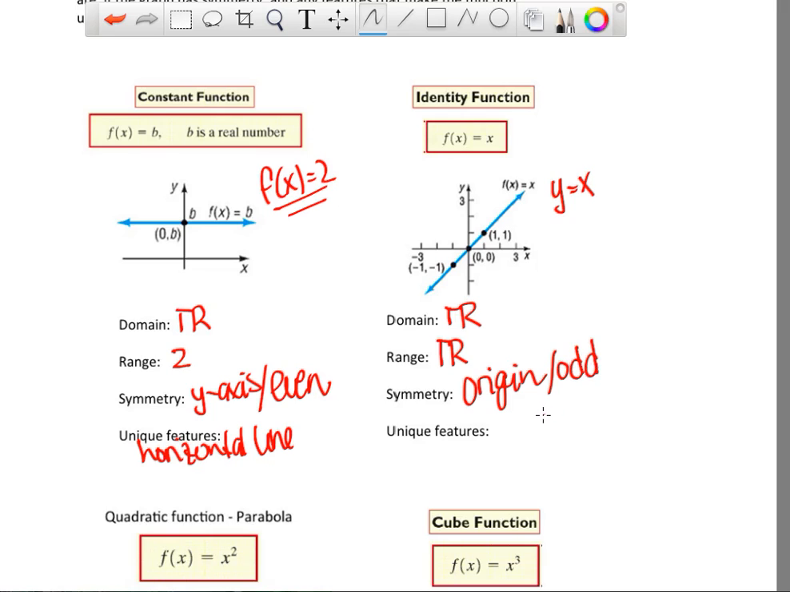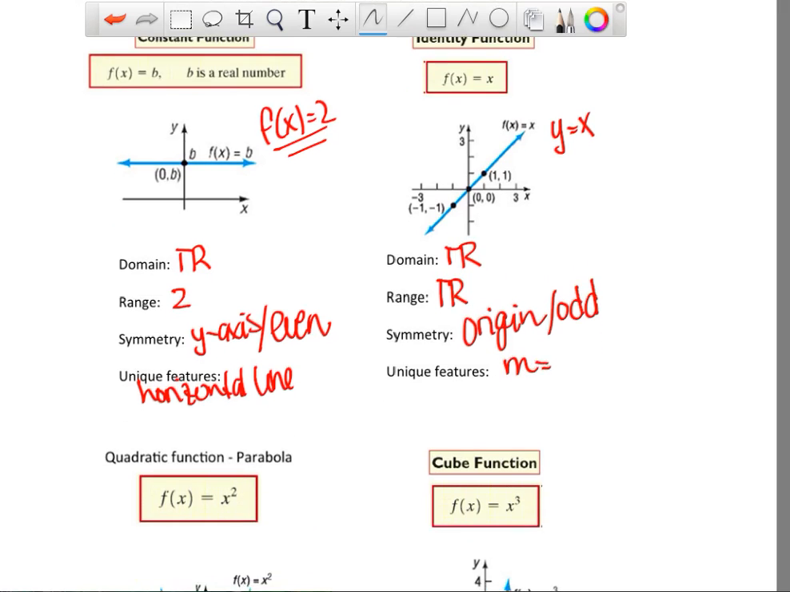And in terms of unique features, it is a straight line, so it has a slope of 1 in this case, so that might be a unique feature, that the slope is 1. But nothing particularly difficult about those two.